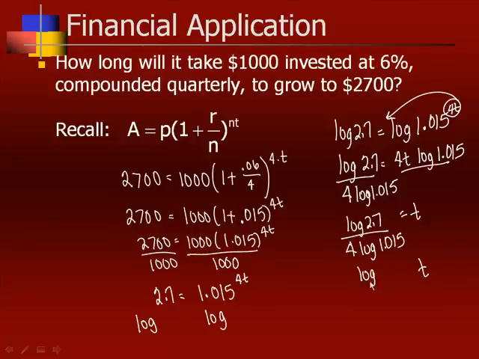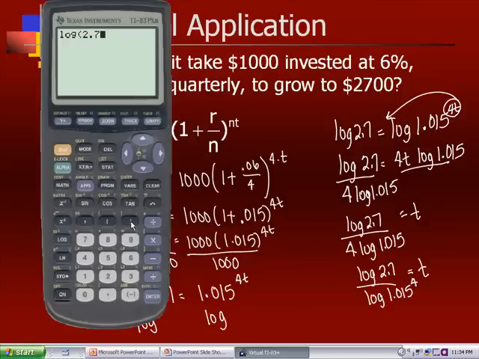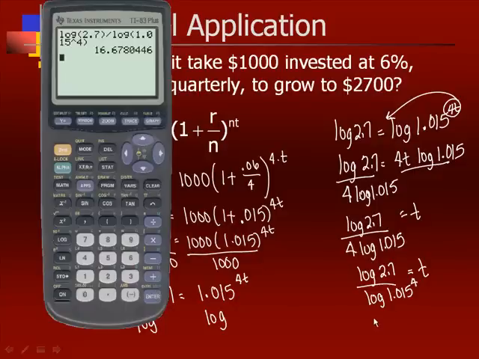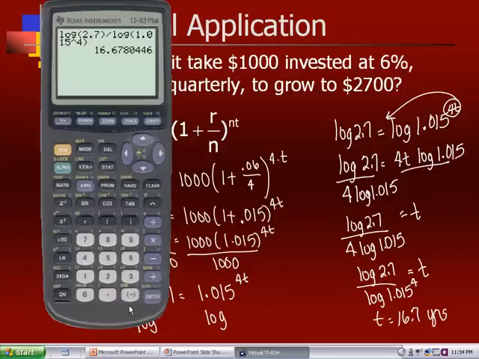Or maybe to get it in a little bit better form for our calculator, the log of 2.7 over the log of 1.015 to the fourth. The log of 2.7 divided by the log of 1.015 to the power of 4, which would give us 16.67, which means about 16.7 years.